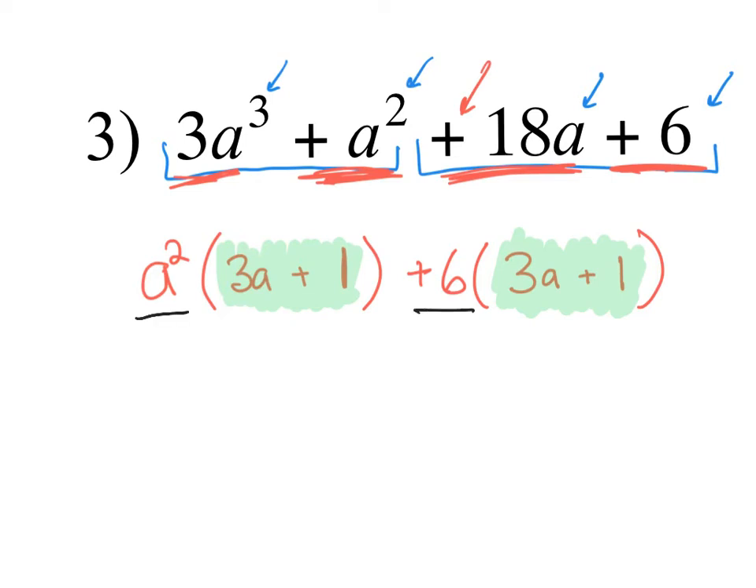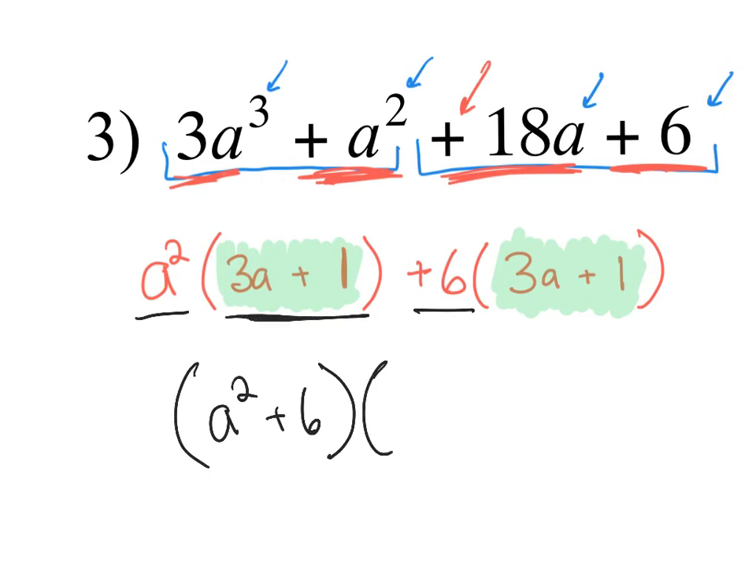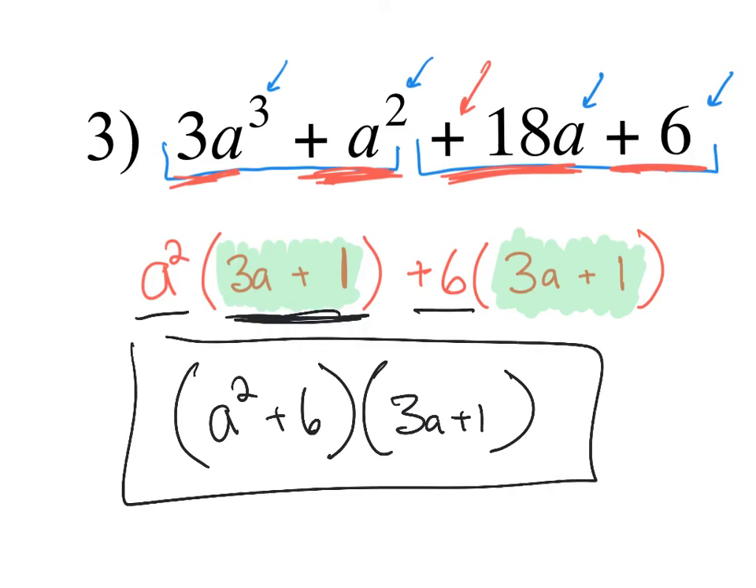Okay, put everything that's outside together in their own parentheses, a squared plus 6. And then just write one of these, since they're the same, 3a plus 1. And you got it. Technically, what am I looking for? Does it factor any further? This one doesn't right now. Right now, we're really focused on the grouping part.